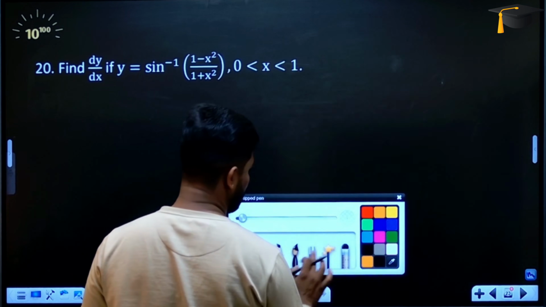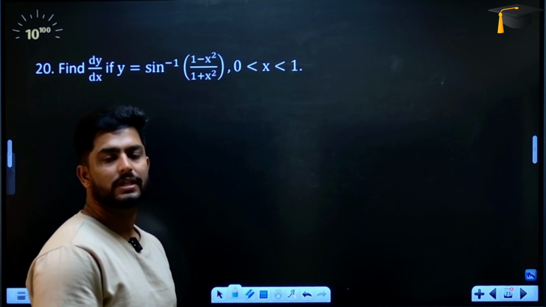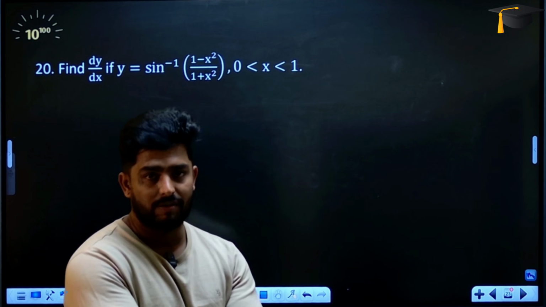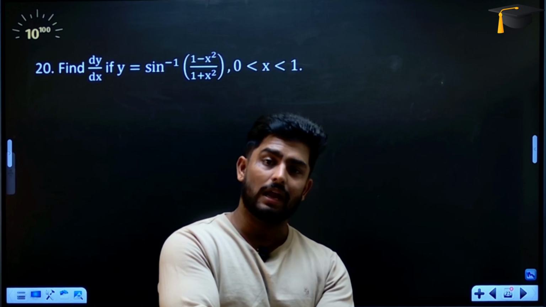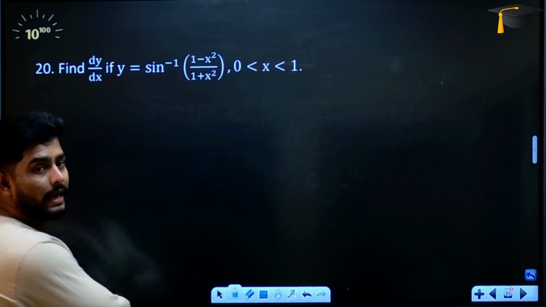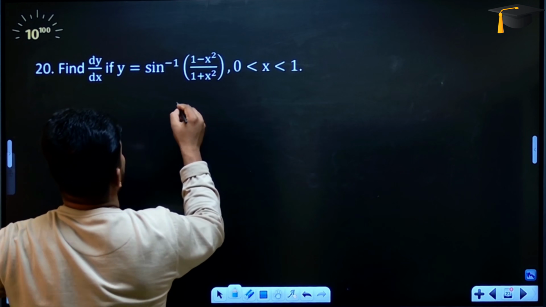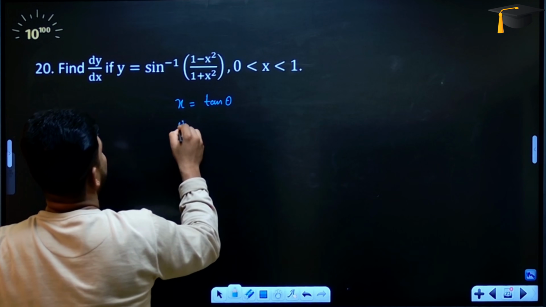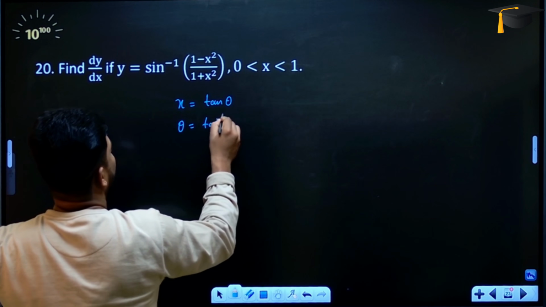Okay, next, when it comes to this question, directly you will try to do differentiation by using formulas. If you take formulas, children, even if you get one more r, it's very difficult to find out. That's the reason, please don't go for the direct formula differentiation. Use substitution. Now I'll take x is equal to tan theta here. What is theta? Theta is equal to tan inverse x.